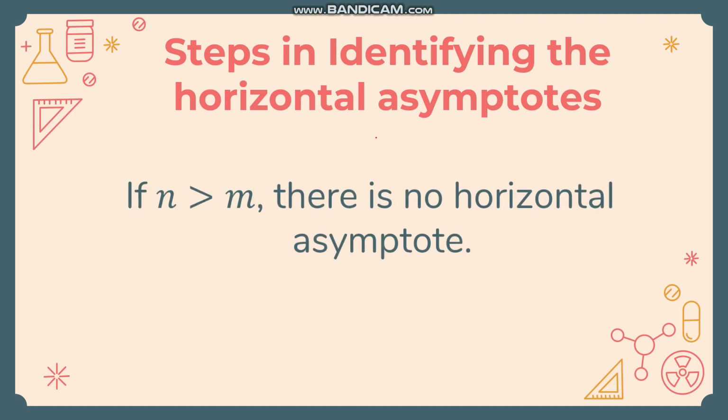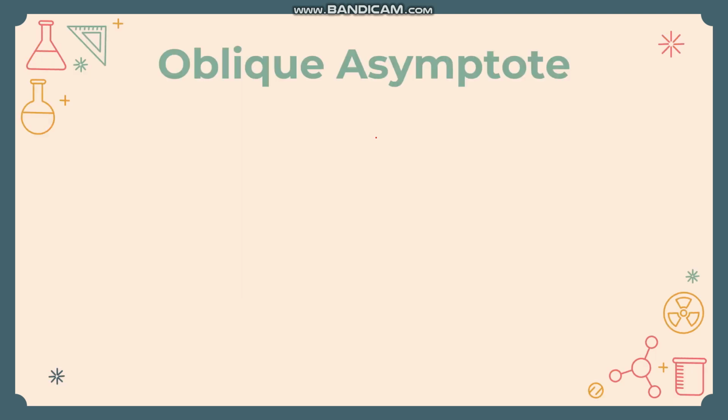And lastly, if n is greater than m, then that means there is no horizontal asymptote. So again, to identify the horizontal asymptote, you just have to identify first the relationship between n and m, where n is the degree of the numerator and m is the degree of the denominator.